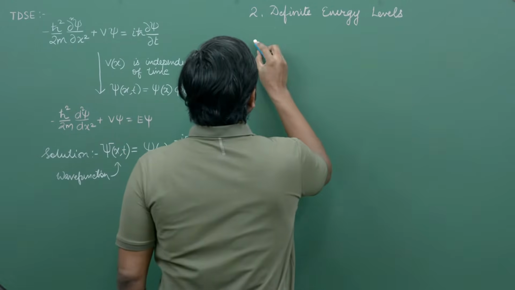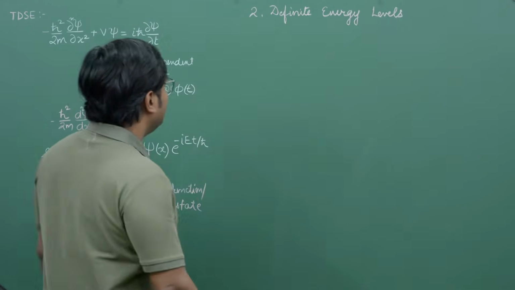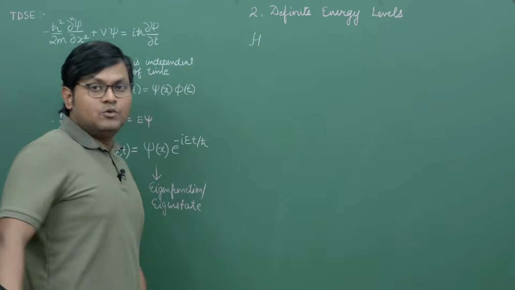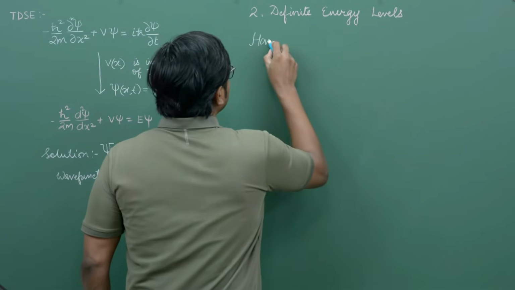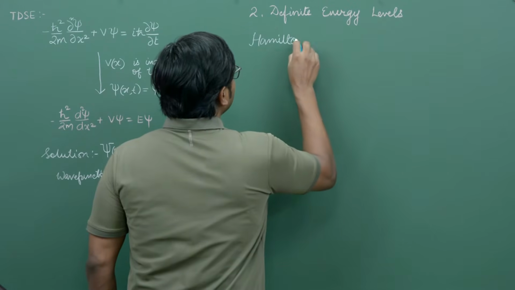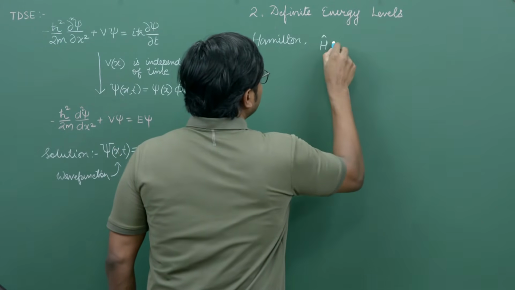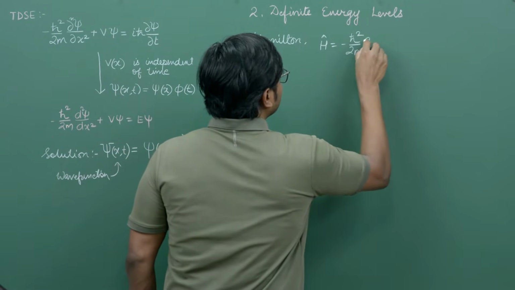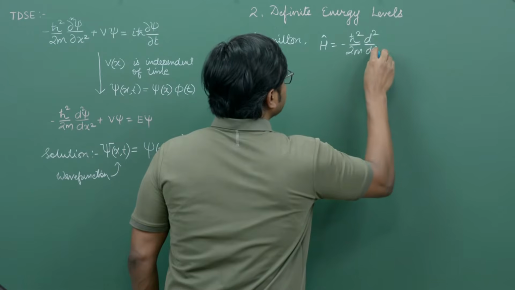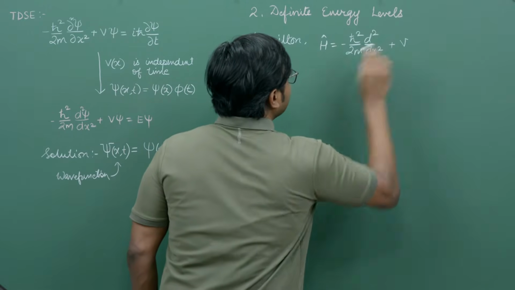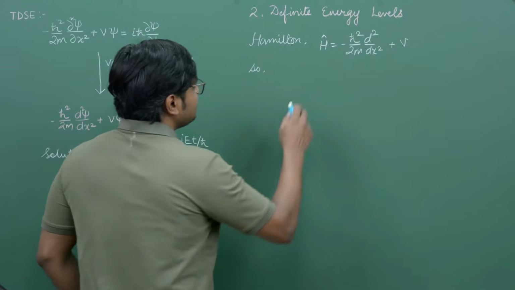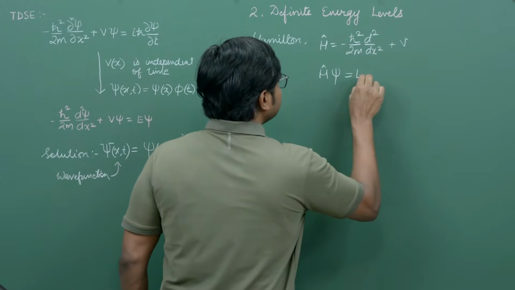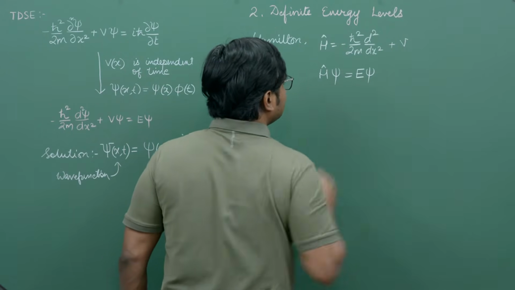So the operator corresponding to the total energy of a particle in a quantum mechanical system is the energy operator, which is also known as the Hamiltonian. The representation of the Hamiltonian operator is simply H cap equals minus h cross squared upon 2m times the second order derivative with respect to x, plus V. So the energy eigenvalue equation is: if I apply the Hamiltonian onto the eigenstate, I end up getting the energy eigenvalue associated with that particular eigenstate.